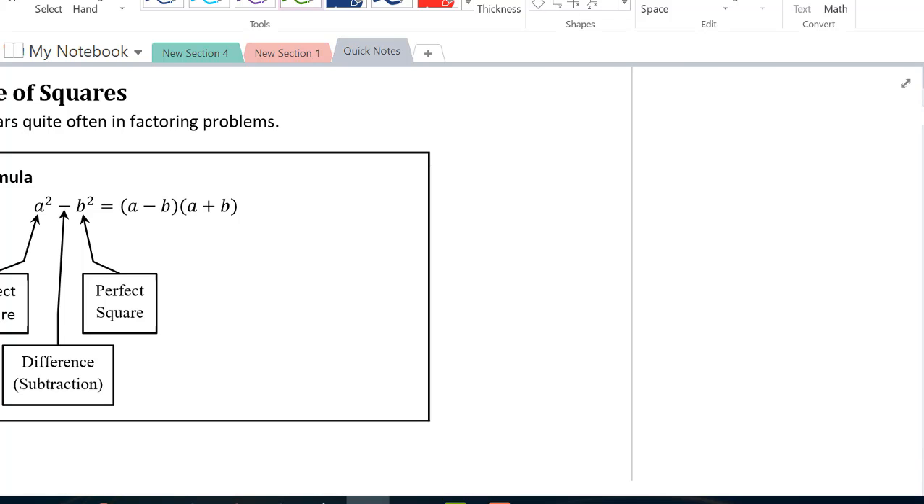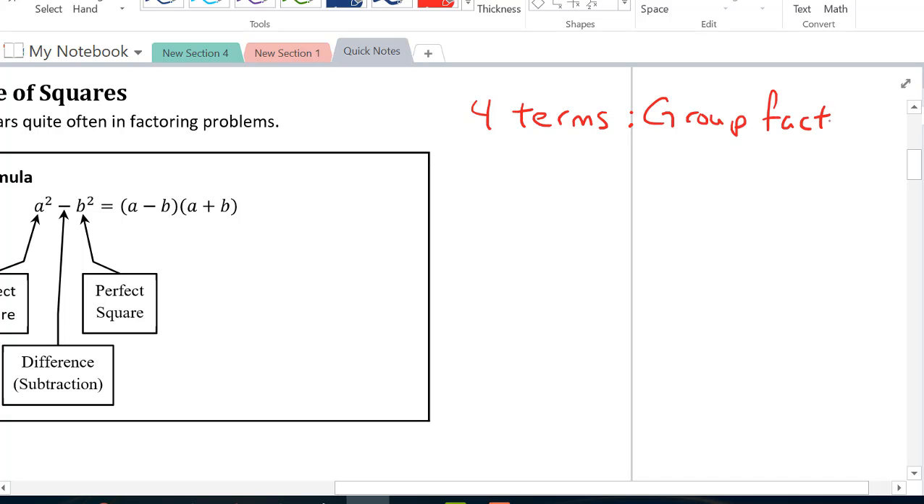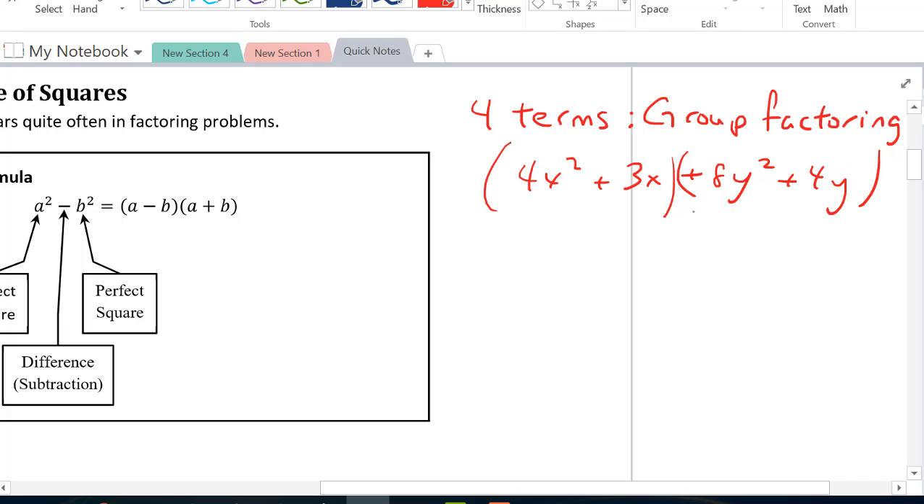So you should remember some of this. If we have four terms, how do we factor four terms? We've got to use group factoring. For example, I'm just going to make something up, like 4x squared plus 3x plus, I don't know, 8y squared plus 4y. You see how we have four terms here? So how do you factor this? You've got to group. It's not going to work, but I just made it up. That's the general idea. When you see four terms, we group.